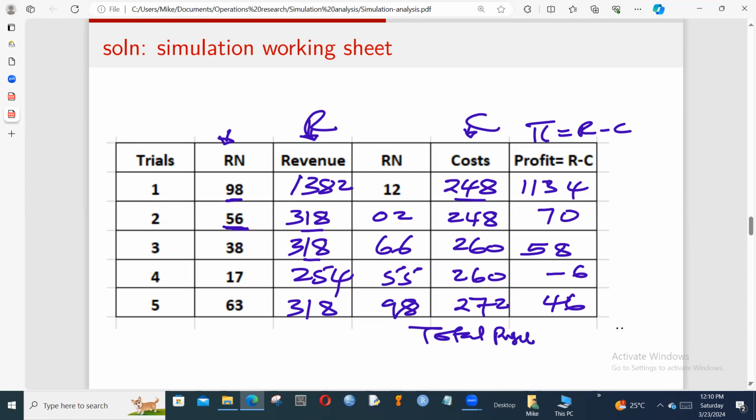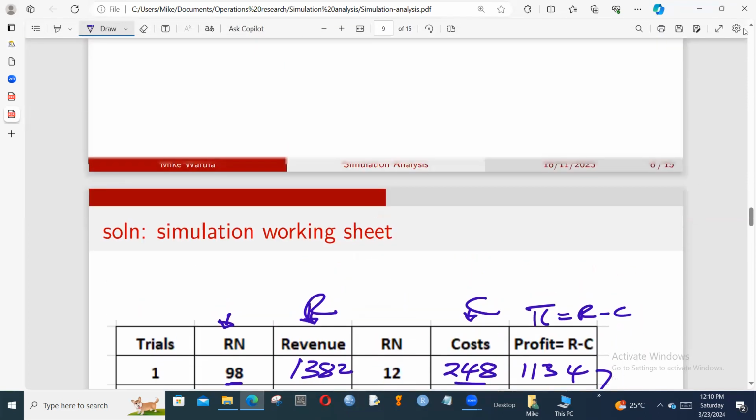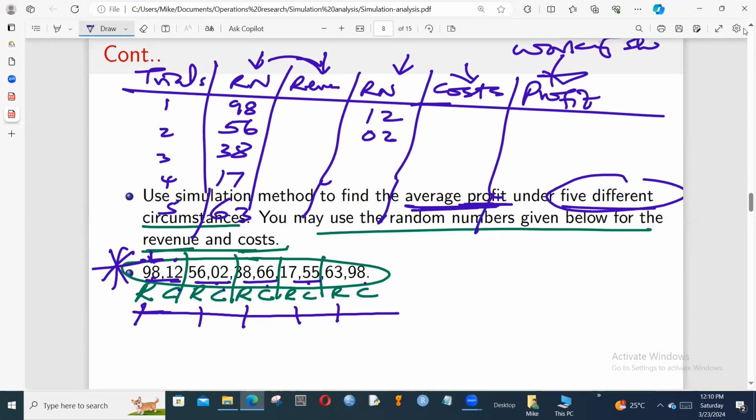So we can even get the total profit. The total profit, we add the profit from these 5 trials. So when we sum all this, what do we get? 1302. Yes, 1302. Now, the question requires us to find the average profit. So the average profit should be the total profit for the 5 trials divided by the number of trials.